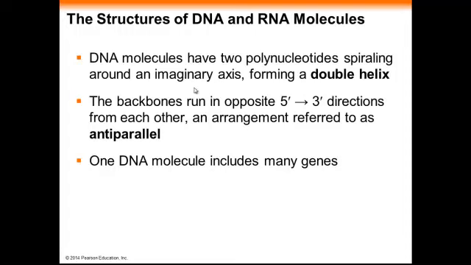DNA is actually two polynucleotides that are spiraled around each other, which forms what's called a double helix. The backbones run in opposite directions, which is based on the arrangement of the sugars and phosphate. We'll learn more about that later. And any given DNA molecule can include a number of different genes.